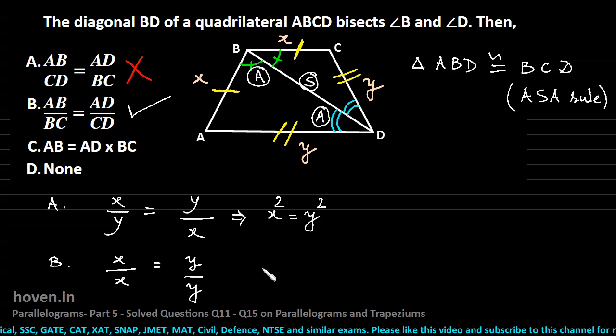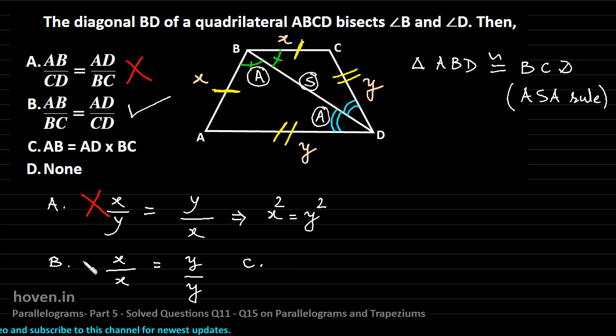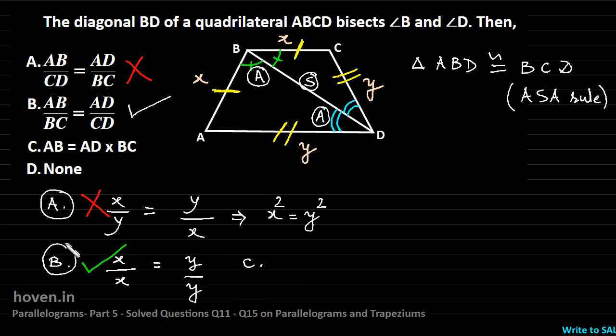We can also examine the third option also. AB equal to AD into BC. Let us see what is given to us. Because sometimes more than one option is correct. Let me mark this as wrong and this is right. And now we are testing the option C. This was the test for A, this was the test for B, and now we are testing for option C.